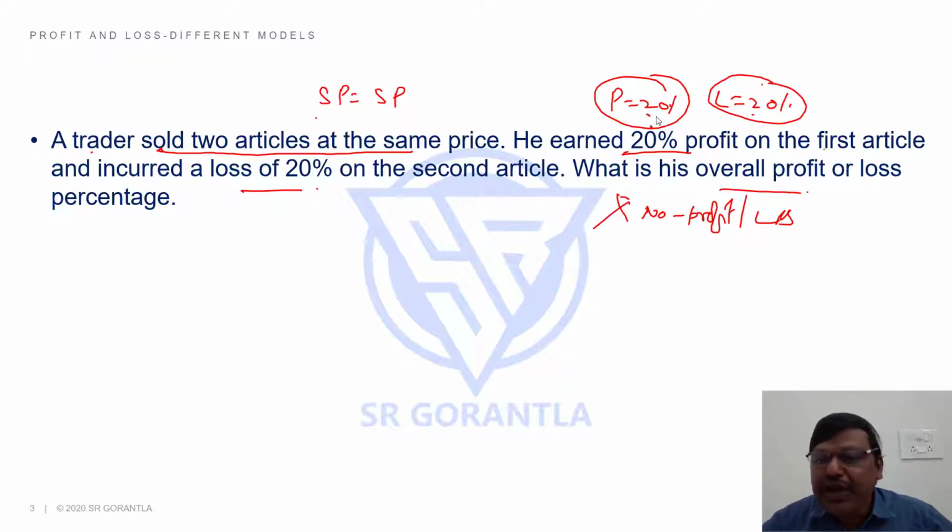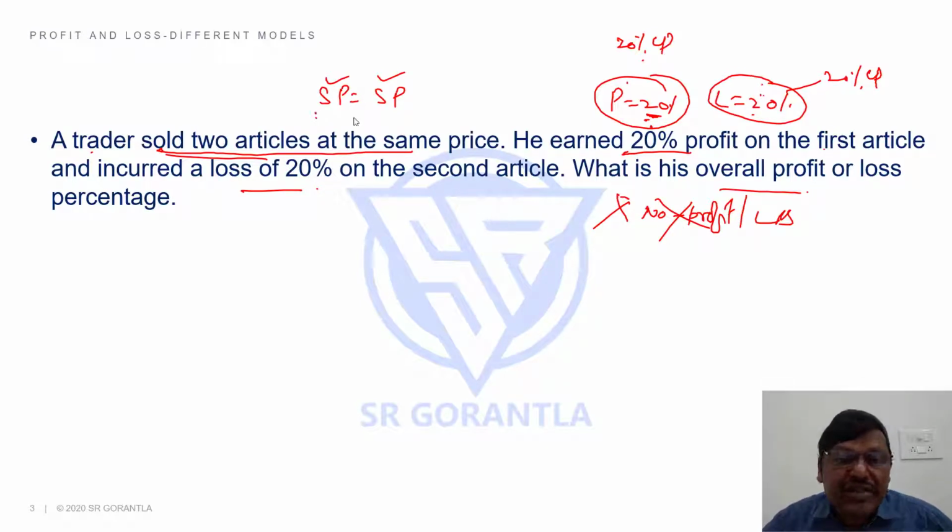Why? When I say 20% profit, 20% of what? That's what I'm saying. You have to stick to those two basic points. Profit or loss is always on cost price. It is 20% of CP. When I say loss is 20%, it is 20% of CP. Did I say CPs are equal? I said SPs are equal, not CPs, right? So that's why the answer is not no profit, no loss.